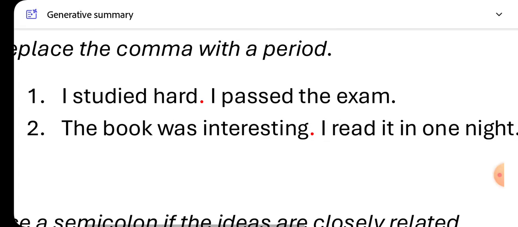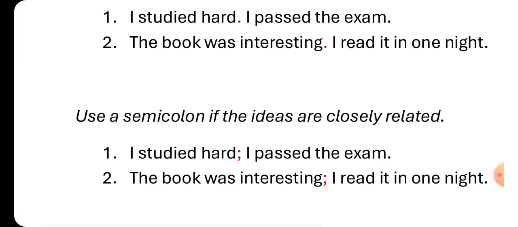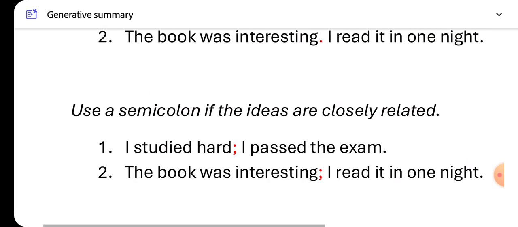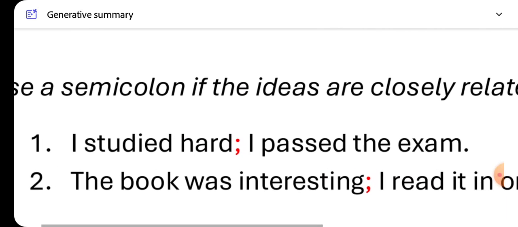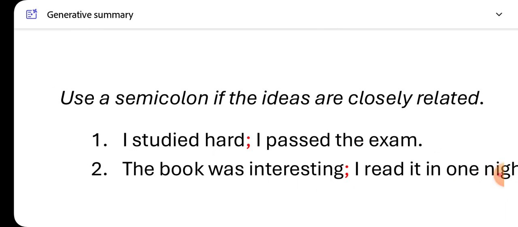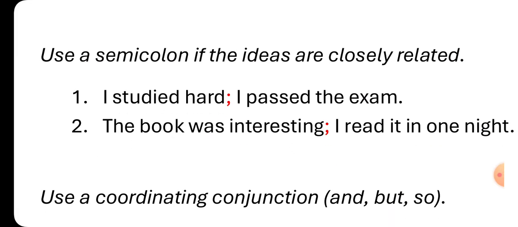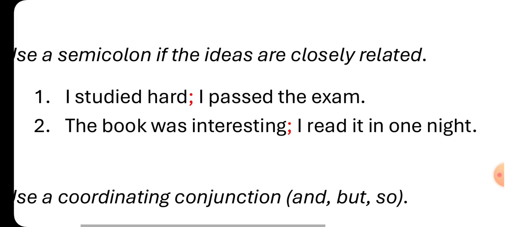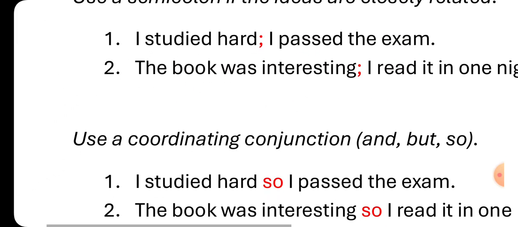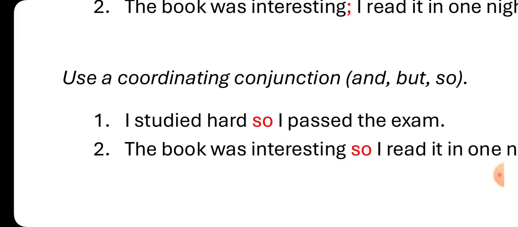I've corrected it. Another way you can correct a problem of a comma splice is to use a semicolon if the ideas are closely related. So here too, I studied hard, then I brought the semicolon, I passed the exams. Or the book was interesting, then I read it in one night.